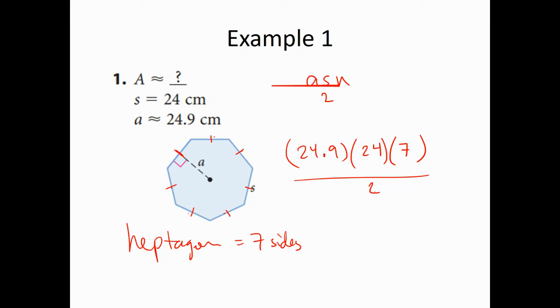So do everything on the top first. If you've got a calculator, just do everything on the top first. 24.9 times 24 times 7 is 4183.2, and then just divide that by 2.